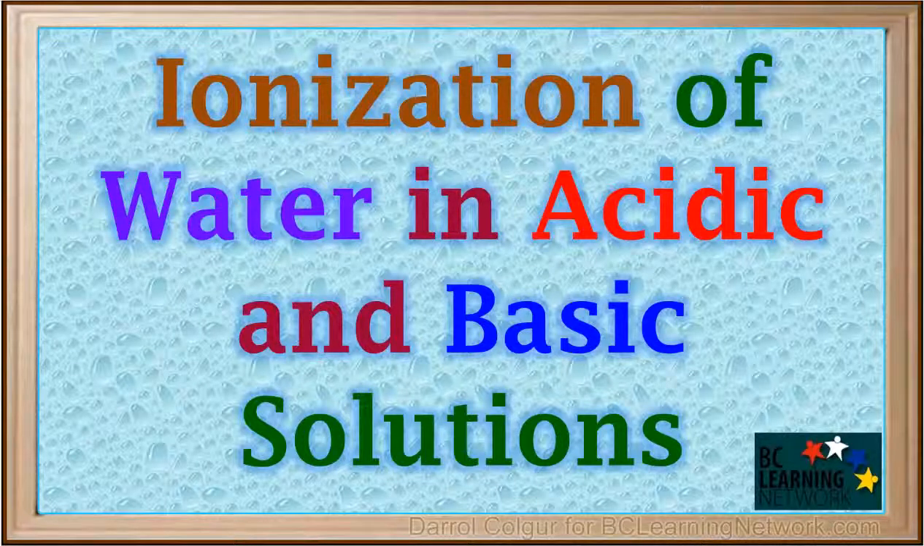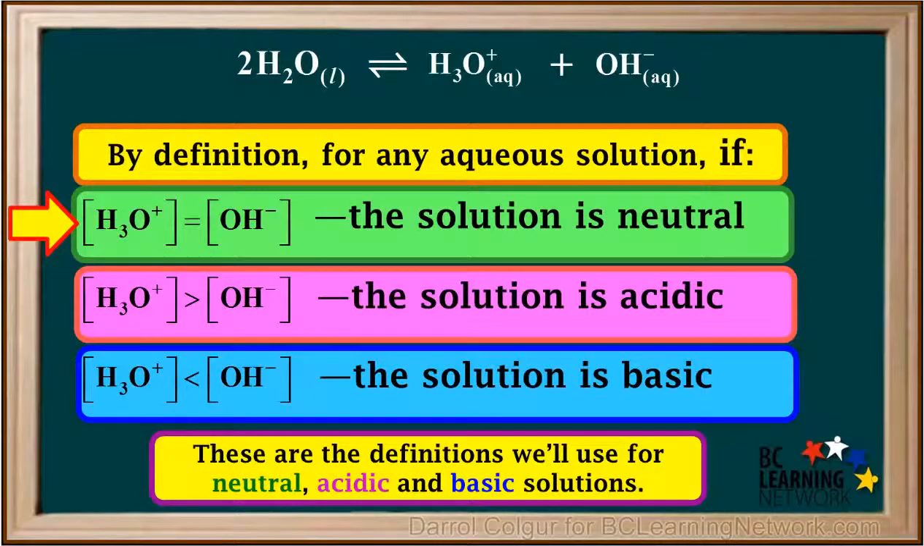Here, we'll look at the relationship of hydronium ion concentration, hydroxide ion concentration, and Kw in acidic and basic solutions. Recall these definitions for neutral, acidic, and basic solutions. In neutral solutions, the hydronium ion concentration is equal to the hydroxide ion concentration. In acidic solutions, the hydronium ion concentration is greater than the hydroxide ion concentration. And in basic solutions, the hydroxide ion concentration is greater than the hydronium ion concentration.